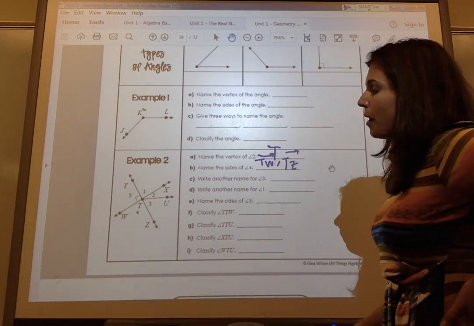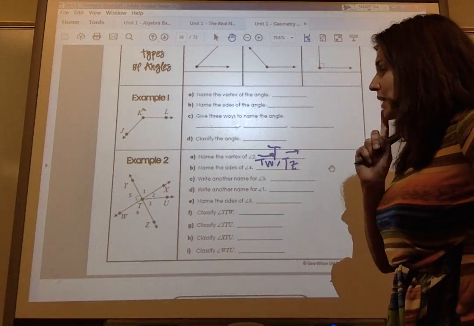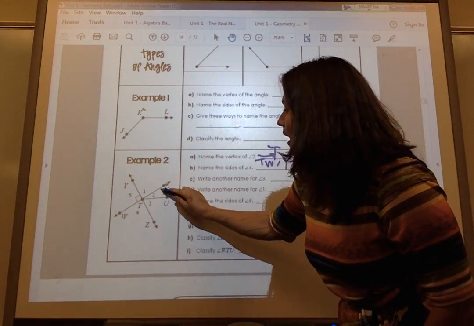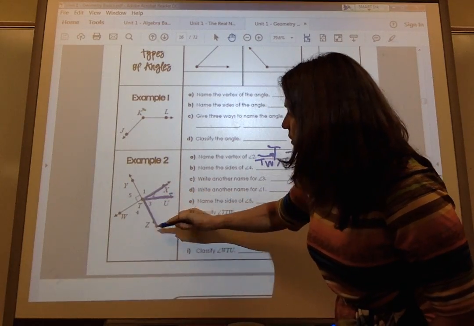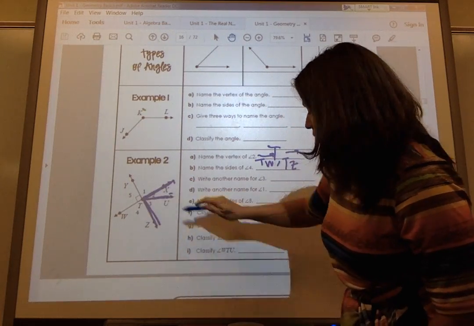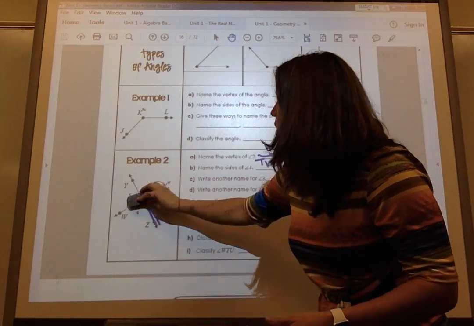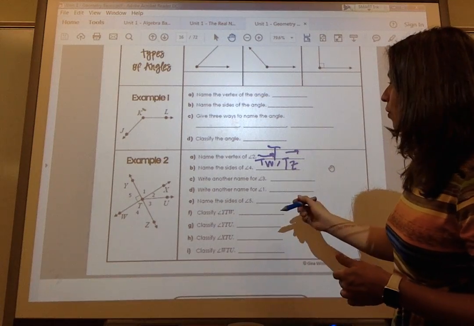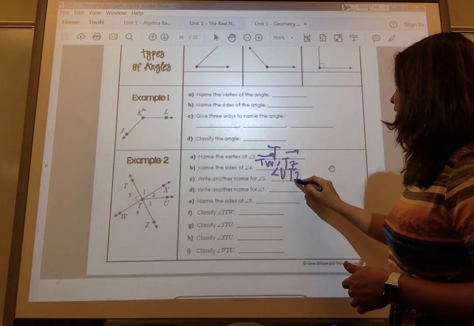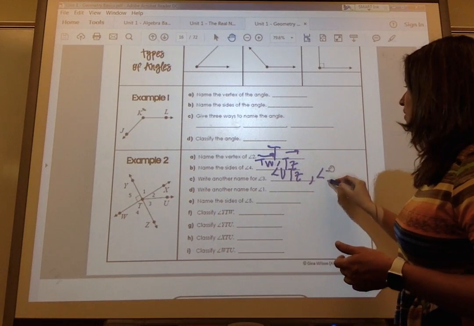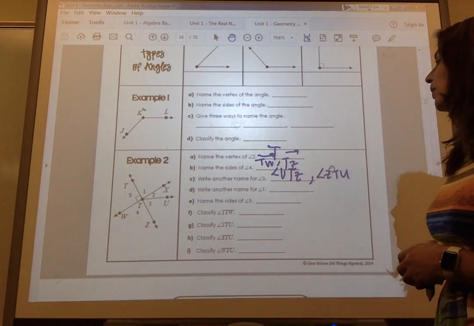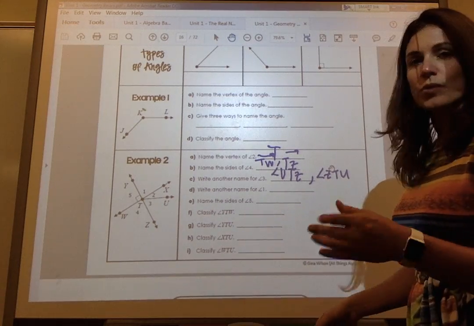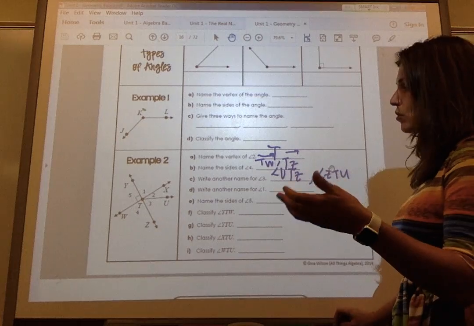Here's angle 3. I cannot name it angle T because what is angle T? Angle T could be represented here. Angle T could be represented here. Angle T could be represented here. So when there's more than one vertex, you've got to label it with 3 letters. So another name for angle 3 could be angle UTZ. It could also be angle ZTU. Either one would be acceptable here. Okay, so that's what that looks like. And then, of course, when you classify the angles, we're talking about classifying by acute, obtuse, or right.